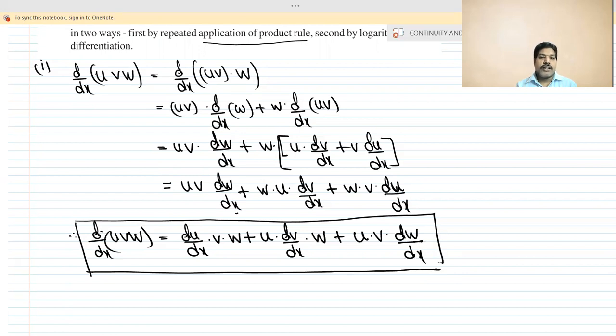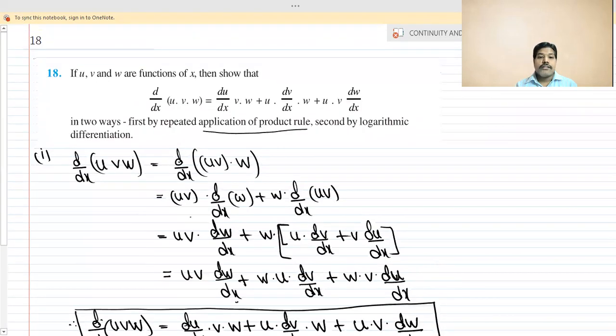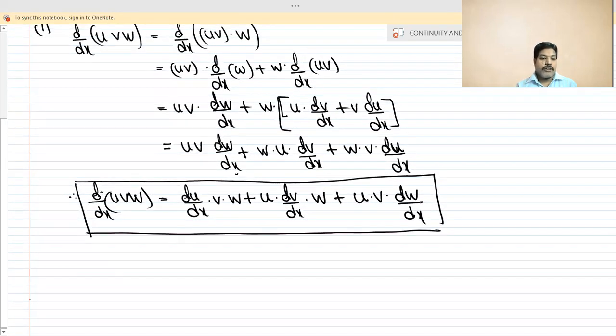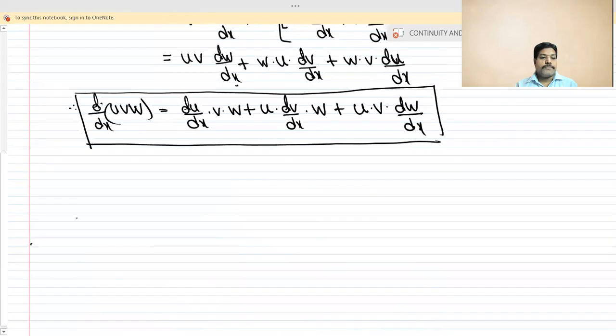Next, what is the question they are asking you? By using logarithmic differentiation. You already know how to apply logarithmic differentiation. So see that one.